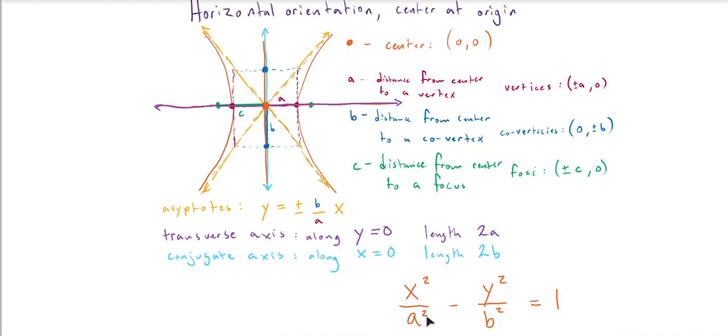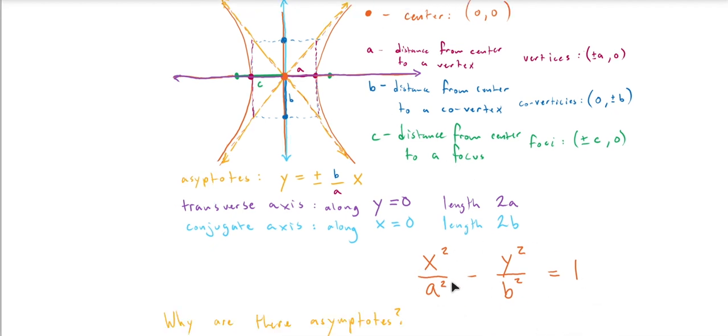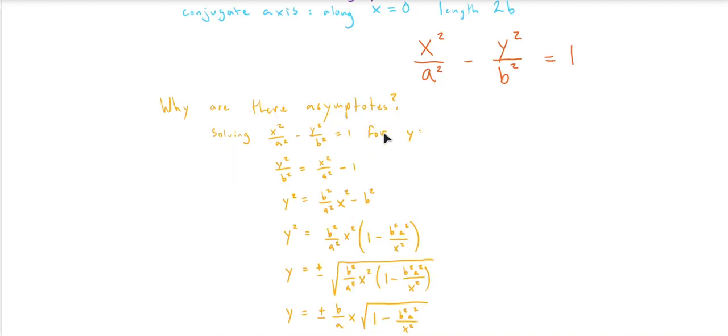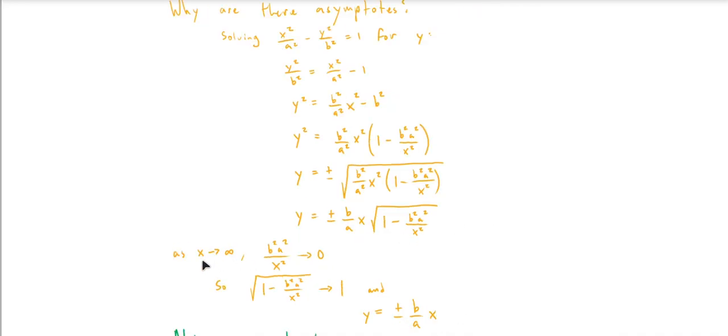Here is the standard form of the equation of a hyperbola, horizontally oriented and centered at the origin. Why would such an equation have this asymptotic feature? If we solve the equation for y, we find the following: plus and minus b over a times x times the square root of 1 minus a squared over x squared. However, as x becomes arbitrarily large, this term goes to 0, and so the overall square root just goes to 1. And we get that for large values of x, the behavior will be something very similar to these lines.